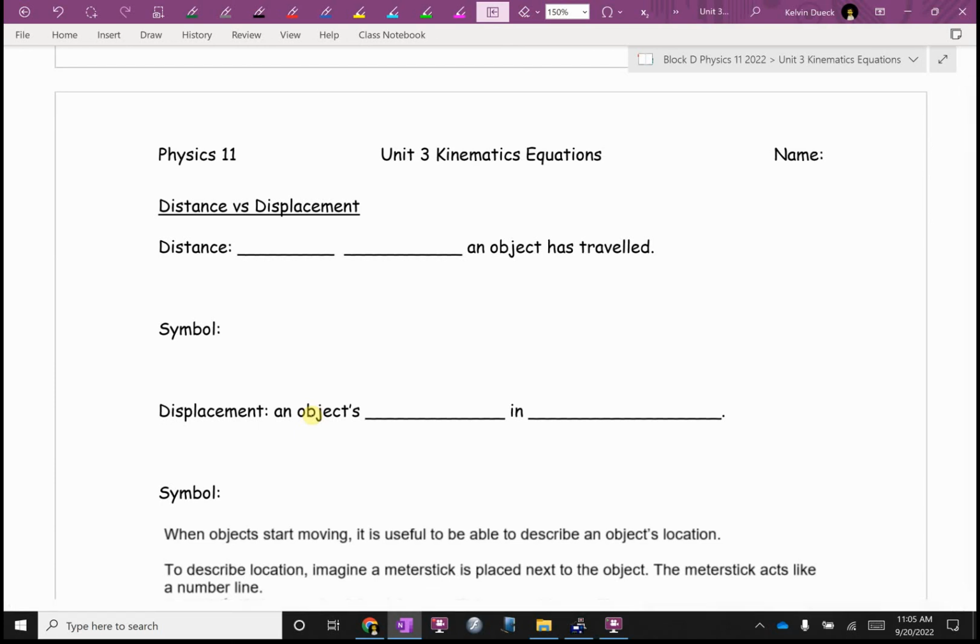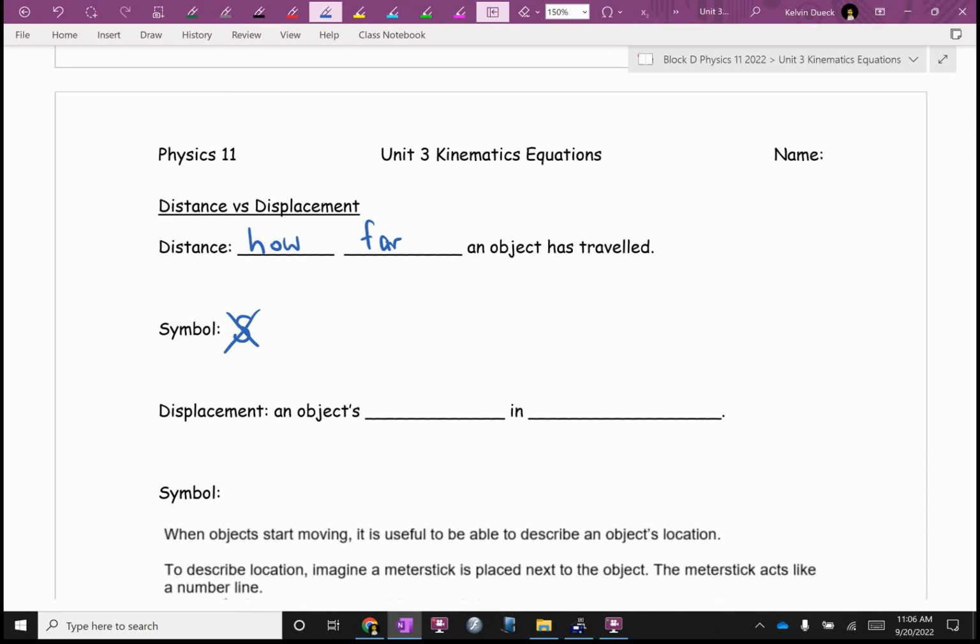Distance versus displacement. Distance is how far an object has traveled. Symbol. Isaac Newton, who's really one of the fathers of physics, liked to use a lowercase s. And in Britain, they still do that. It comes from a Latin word for distance. Cross it out. We're not going to use it because that looks too much like a 5, and s is also the abbreviation for seconds, and s gets used elsewhere.